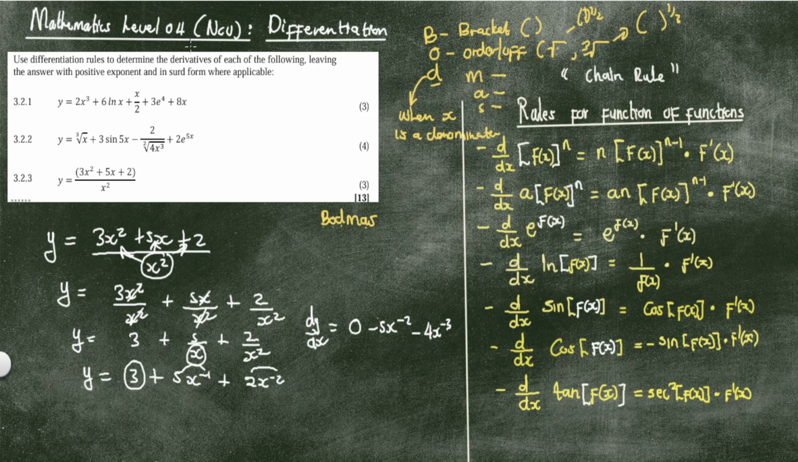Oh, we have to leave our answers with positive exponents. So we have 0 minus 5 over x squared. Once we move it to the denominator, it becomes a positive exponent. Then minus 4 over x raised to exponent 3. This is the final answer.